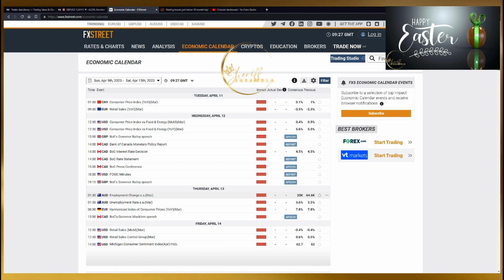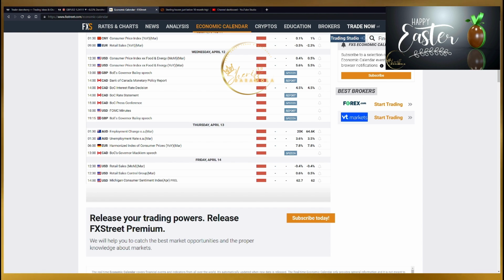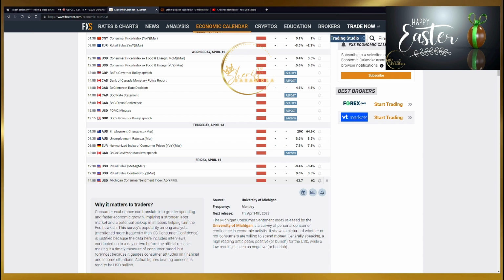Then on Friday, we have the retail sales, which is a measure of the total receipts of retail stores. So it tells us how much people are spending in the US economy, and it's also a very good indicator of the health of the US economy as well. Then we also have the consumer sentiment index, which shows a picture of whether or not consumers are willing to spend in the market.